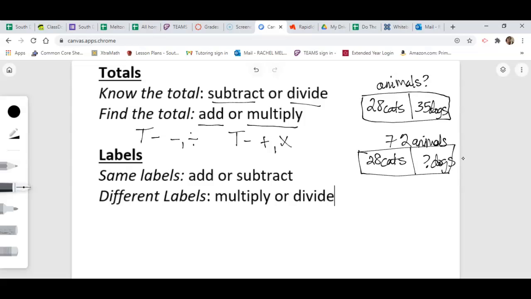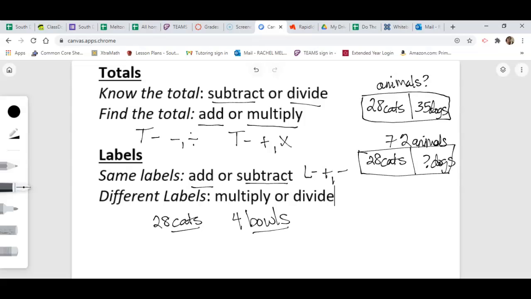Okay, so for instance, if I have 28 cats and I have 4 bowls, those are different labels. Okay, and the way I teach this is, can I add cats and bowls together? Does that make sense? And they say, no, that doesn't make any sense. Okay, could I add cats and cats? Absolutely. Could I add bowls and bowls? Absolutely. If I have the same labels, I add or subtract. And again, I write it like this. So L, add or subtract.